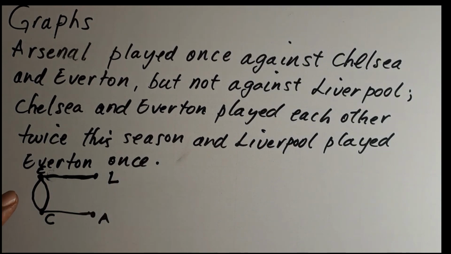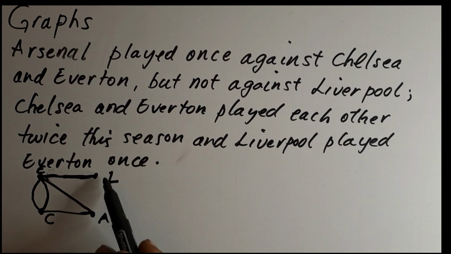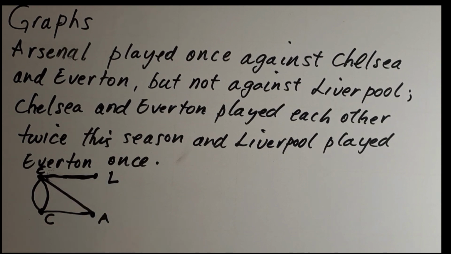So what we have, Arsenal played against Chelsea and Everton. So Arsenal played against Chelsea and Everton. So this edge AE is the match between Arsenal and Everton, and AC, the edge, represents the match between Arsenal and Chelsea, but not against Liverpool. So there's no edge connecting Liverpool and Arsenal.